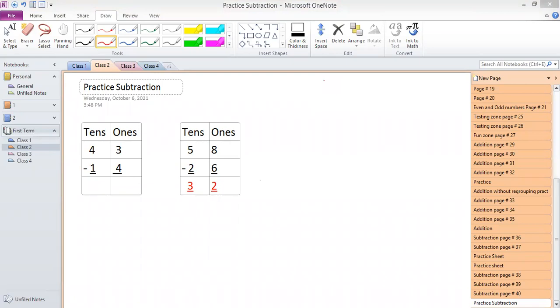Yes, sir. Yes, Anas Fahad. In this question we have to subtract 4 ones from 3 ones. That is 3 ones minus 4 ones. Sorry. From 3 you have to minus 4.